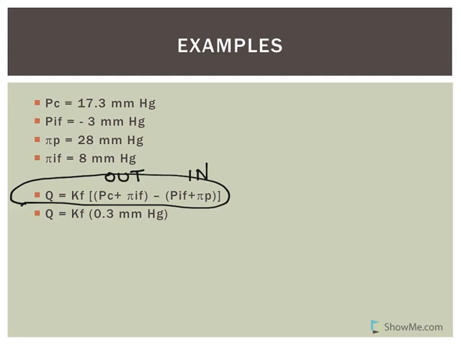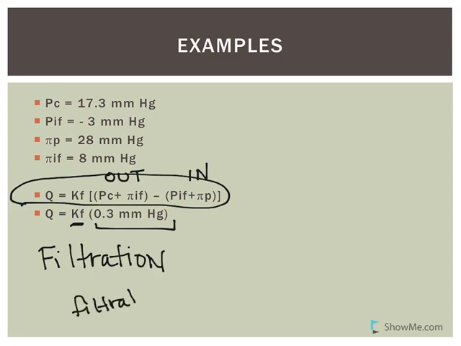If you plug in the numbers and do the math, this is the value that you should get. Notice that value is a positive number. If that value is a positive number, it's telling you it favors filtration. KF is the filtration coefficient. That's determined by the type of vessel. Different vessels vary. It tells you how permeable that vessel is. It gives you an idea of how much fluid moves across per minute for every millimeter of mercury pressure gradient that you have.